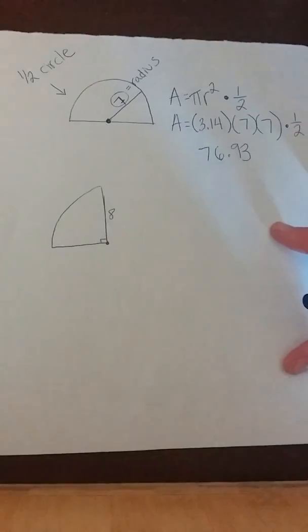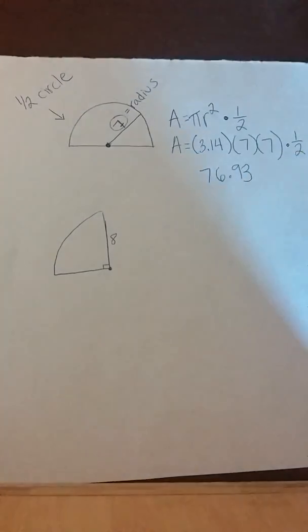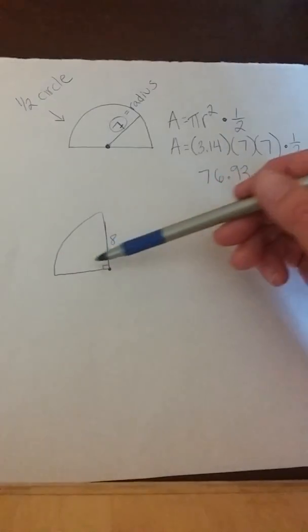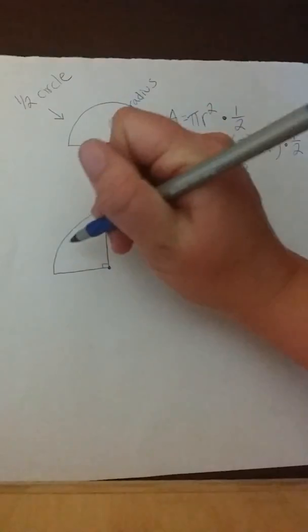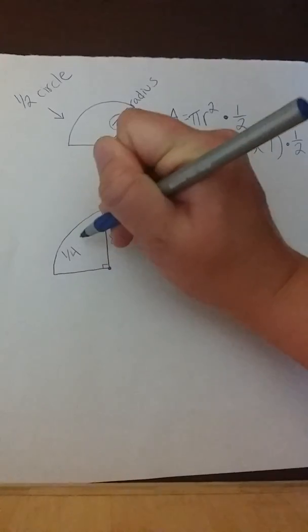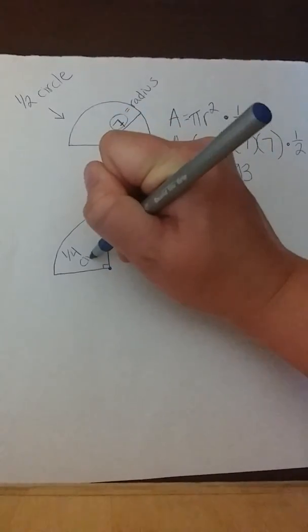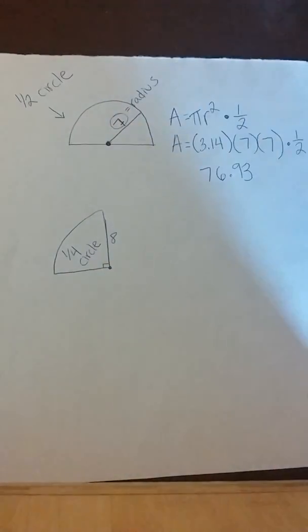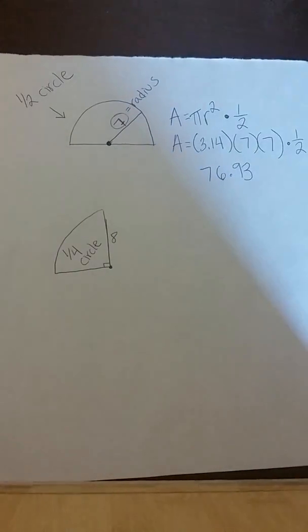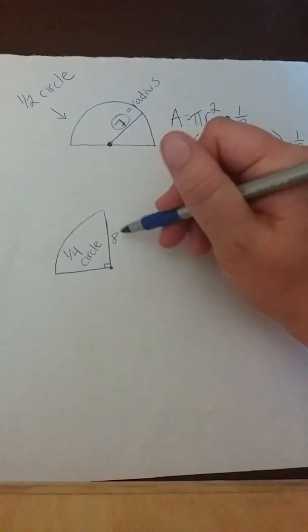Let's look now at this shape, which is a quarter circle. So it's a quarter circle, it's just 1/4 of a circle. So I'm going to write that. This is 1/4 of a circle. It's a quarter circle. When we look at this shape, we have 8 here.